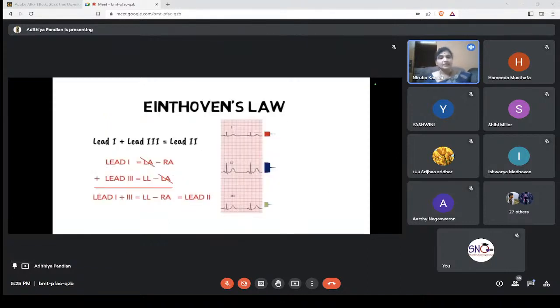Okay, so Einthoven's law. What does he say? Einthoven's law: the sum of the two electrodes, lead 1 and lead 3, will give lead 2. We can see this practically very well here. Left arm is connected to positive or negative in lead 1? Chat box, please. In lead 1, is the left arm positive or negative?